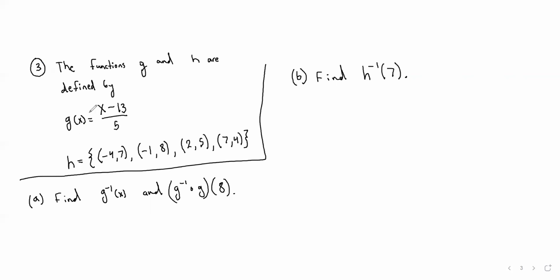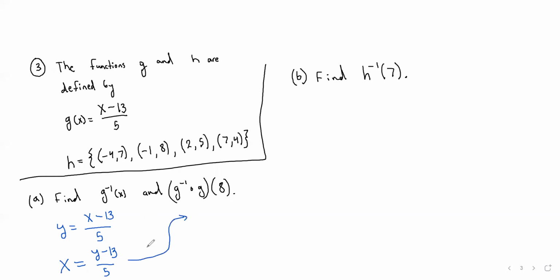Here is the routine we go through. We have this equation for g of x. Our first step is to replace this g of x with a y. So we first have y equals (x minus 13) over 5. Now our next step is to interchange x and y. So we're going to replace y with an x, and replace x with y. So we get x equals (y minus 13) over 5. And now we want to solve for y.